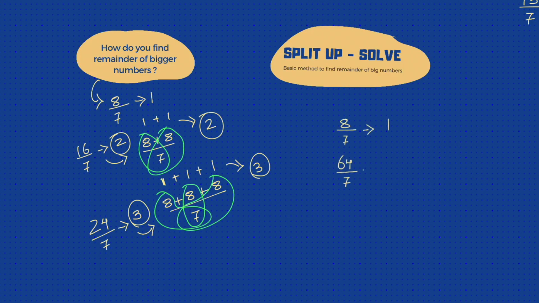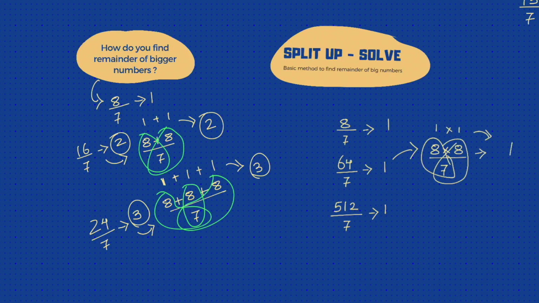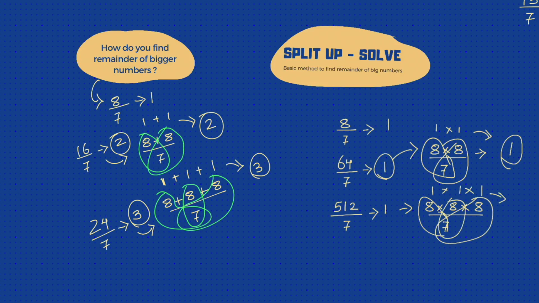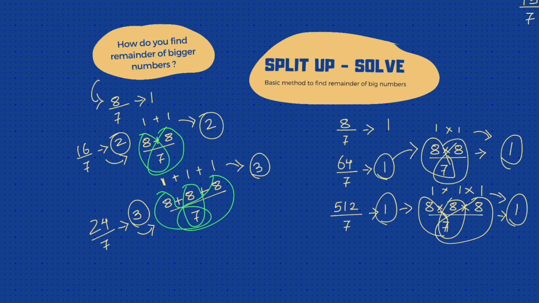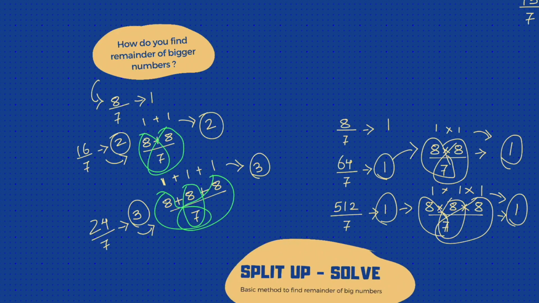Let's take one more example. 8 divided by 7, remainder is 1. 64 divided by 7, 7 nines are 63, remainder is 1. 512 divided by 7, again the remainder is 1. I can write 64 as 8 into 8 divided by 7. So 8 divided by 7 gives 1, and 1 into 1 is 1. So I'm splitting up 64 into 2 parts. Similarly, I'll write 512 as 8 into 8 into 8 divided by 7. Again the remainder is 1 for each of the 8. 1 into 1 into 1 is 1, and that is my remainder. So how do you solve remainders for bigger numbers? Split the bigger number into smaller numbers, and get the individual remainders to get the final answer.